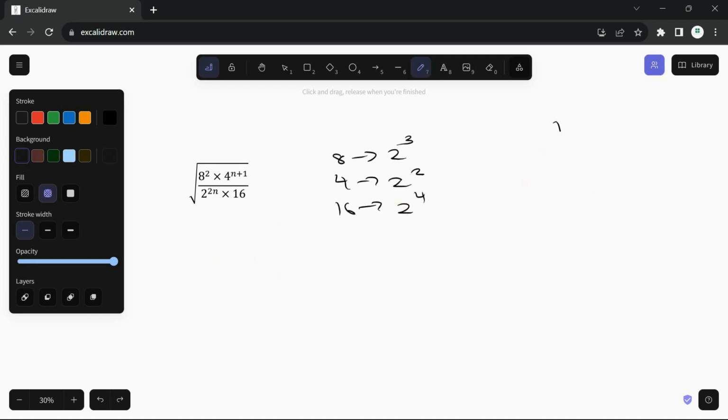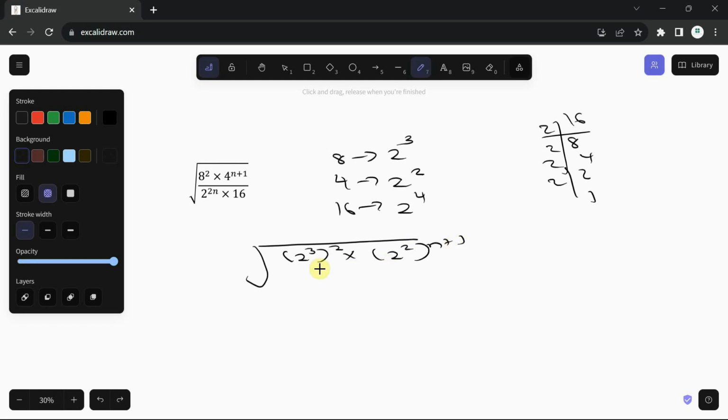And if you don't know, you can just do a long table: 2 in 16, 8; 2 in 8, 4; 2 in 4, 2; 2 in 2, 1. So how many 2's do you have? You have 4. So 2 raised to the power of 4. Great. Now let's substitute. That will be the square root of 2 raised to the power of 3 raised to the power of 2 times 2 raised to the power of 2 raised to the power of n plus 1 all over 2 raised to the power of 2n times 2 raised to the power of 4, right?